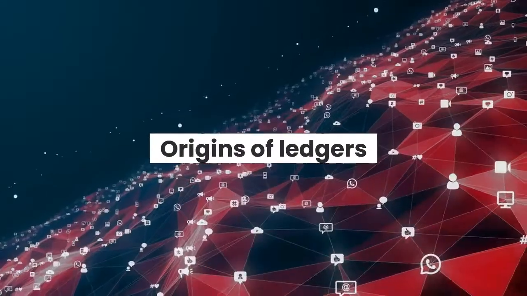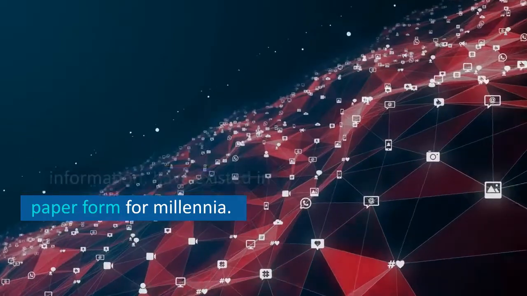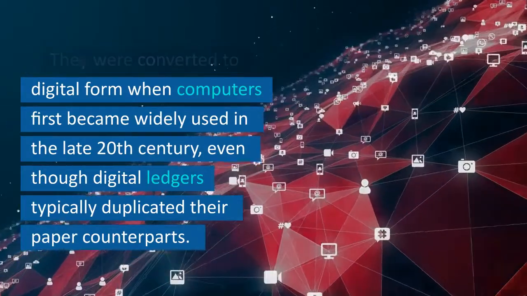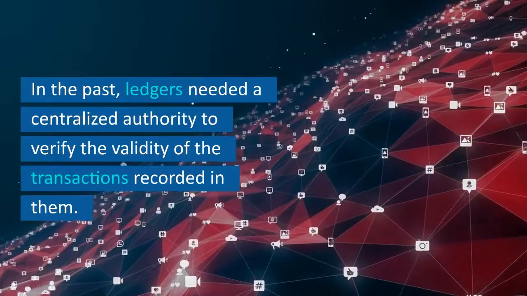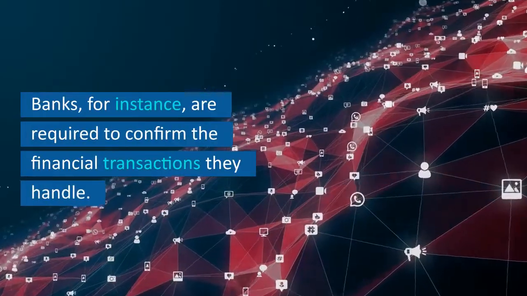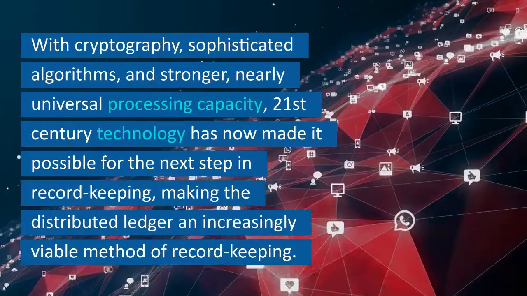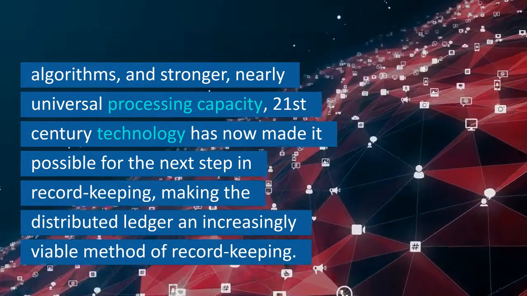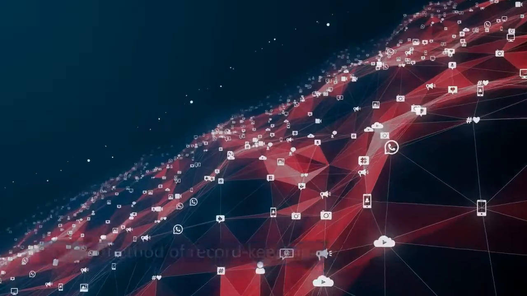Origins of ledgers. Ledgers, which are essentially a record of transactions and related information, have existed in paper form for millennia. They were converted to digital form when computers first became widely used in the late 20th century, even though digital ledgers typically duplicated their paper counterparts. In the past, ledgers needed a centralized authority to verify the validity of the transactions recorded in them. Banks, for instance, were required to confirm the financial transactions they handle. With cryptography, sophisticated algorithms, and stronger, nearly universal processing capacity, 21st century technology has now made it possible for the next step in record-keeping, making the distributed ledger an increasingly viable method of record-keeping.